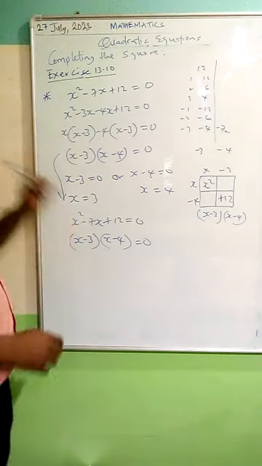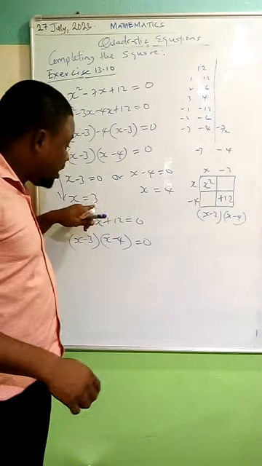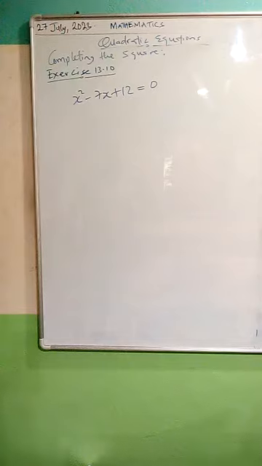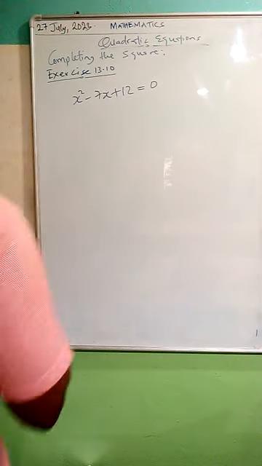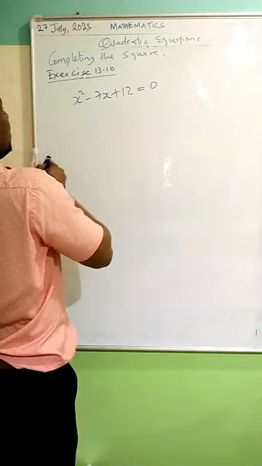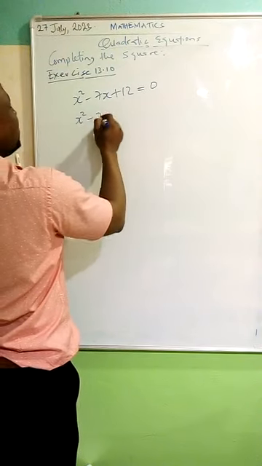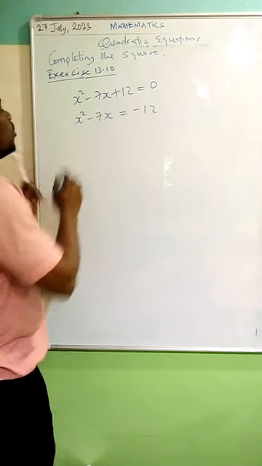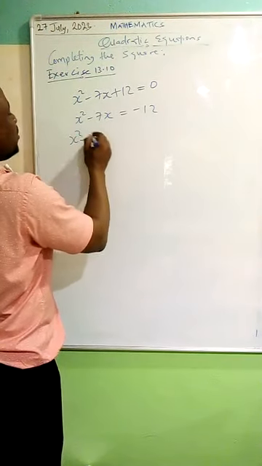Now I'm going to solve it by completing the square, so that we'll see we get 3 and 4 eventually. Let's try that. So let's solve this by the completing the square method. This guy goes here first. Remember that, right? So I'm going to have x squared minus 7x is equal to minus 12. It goes down and changes the sign. So here I'll have x squared minus 7x.